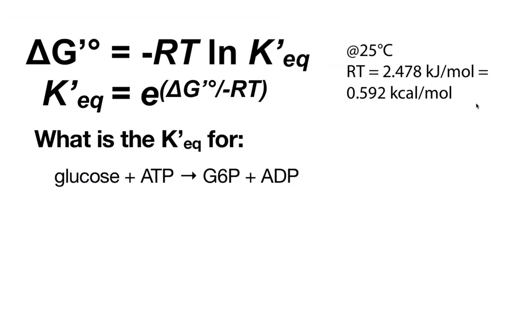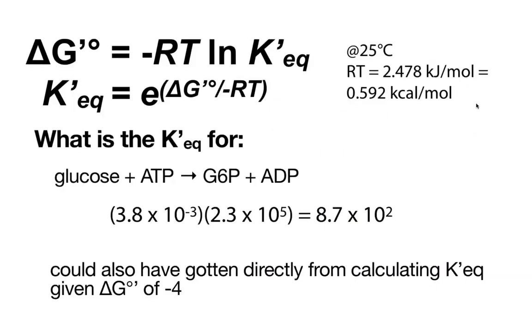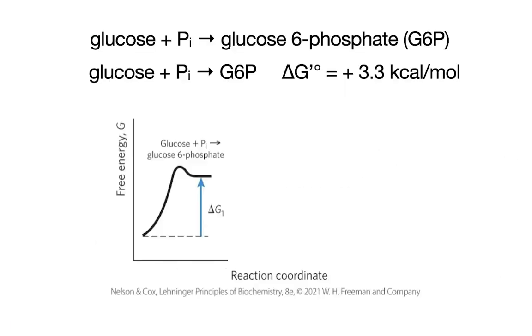Well, there are a couple of ways that we could do this. One is that we can multiply together those individual KEQs to get a value of 8.7 times 10 to the second. So remember that this would be saying that we would have about 870 times more of our products than our reactants if this reached equilibrium. We could also have gotten it directly from calculating KEQ, given the delta G that we found for the overall thing was going to be minus 4.